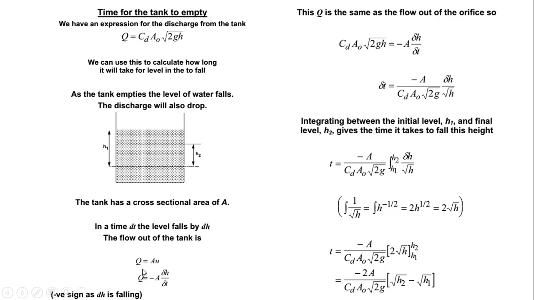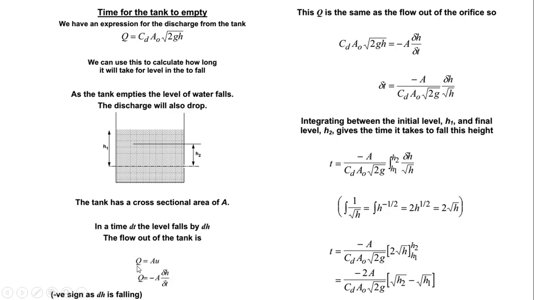So here we know that Q is equal to A multiplied by U. We know that U is equal to distance over time, so we can write Q is equal to negative A multiplied by distance over time, H over T. We put a negative sign because this H is falling, which means this H is reducing. When we are emptying a tank, this volume or this H is reducing until it comes to the point where it's empty. That's why we have the negative sign. So Q will be equal to negative A dH over dt.